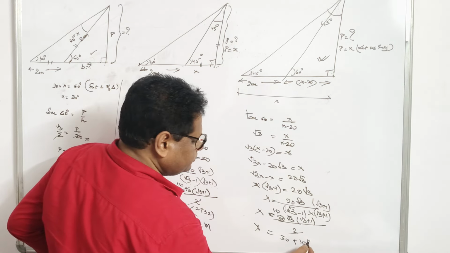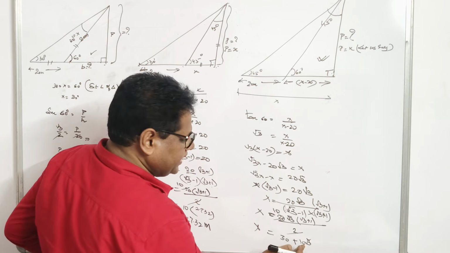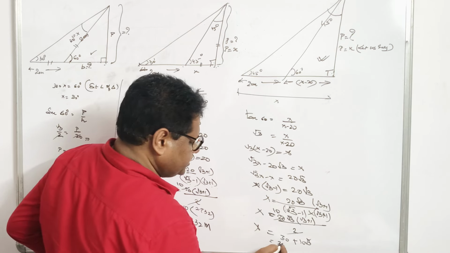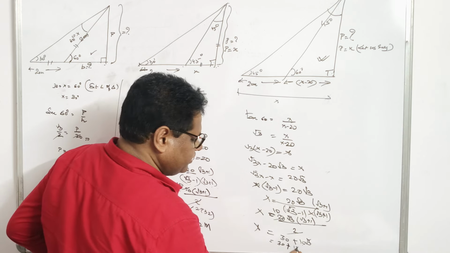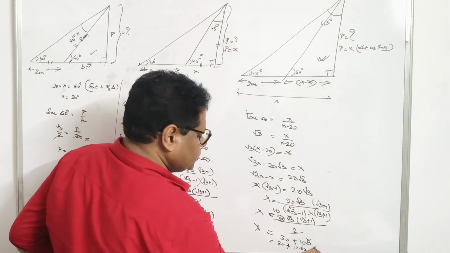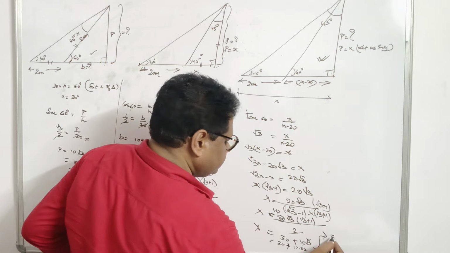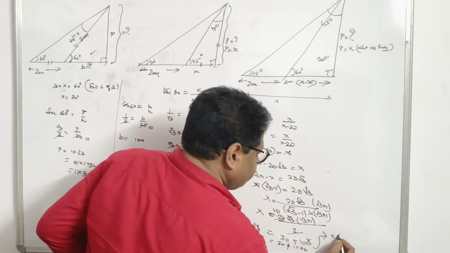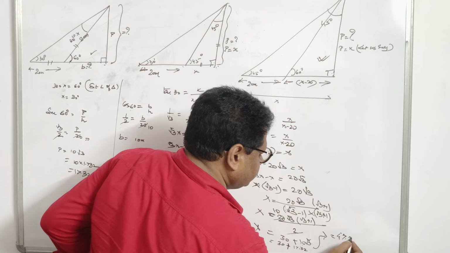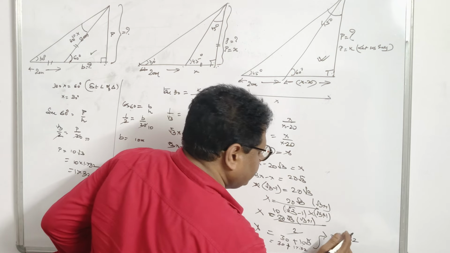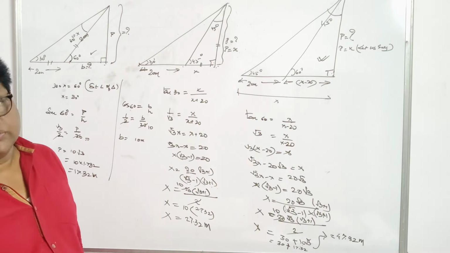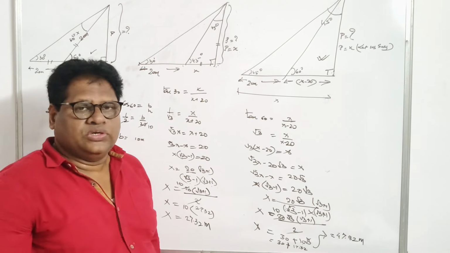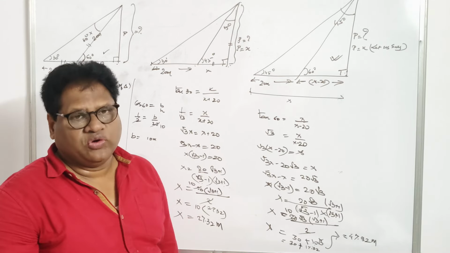Now you can put the value of root 3 right now. So that becomes 30 plus 10 into 1.73, which is 17.32. So your answer is, the value of x is 47.32 meters. I think this is the simplest way you can handle the question. Now it's up to you to decide which method you want to follow.